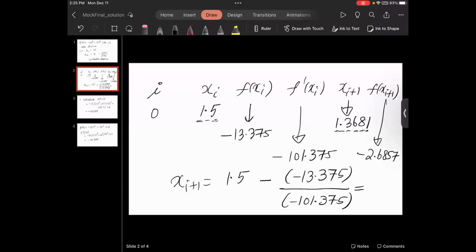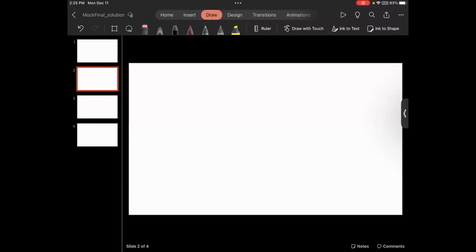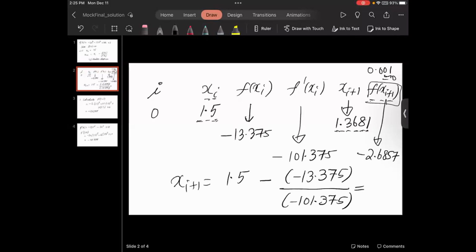See, your goal ultimately is to figure out what value of x will make this approximately 0. That is the goal. So you have to keep watching this last column and keep doing this until the last column falls below 0.001. That's the goal. All right. So that is the initial guess. After the initial guess, you have gotten a value of 1.3681.